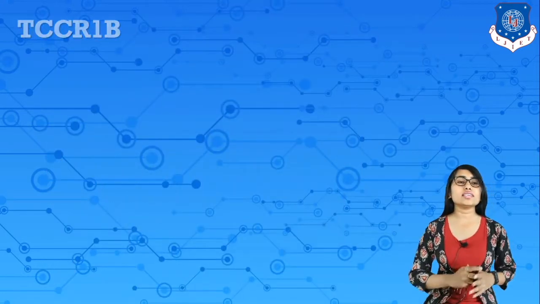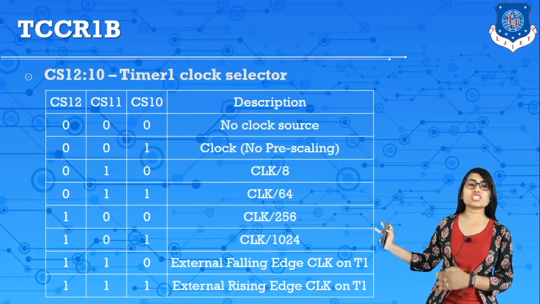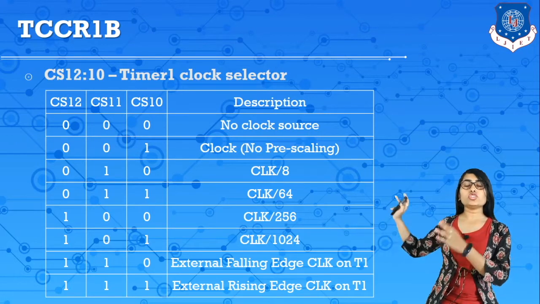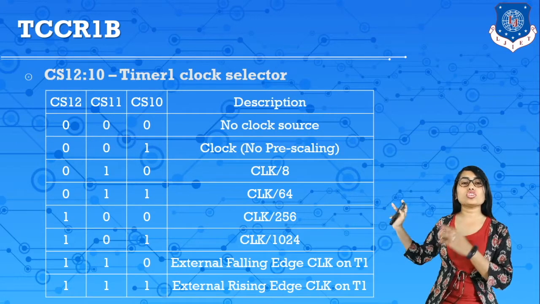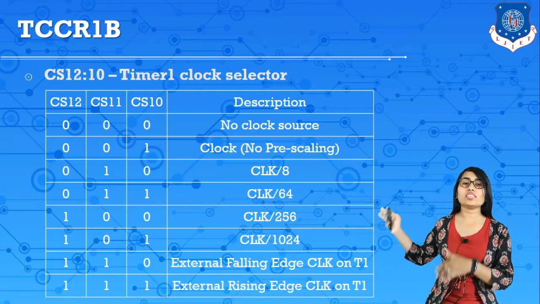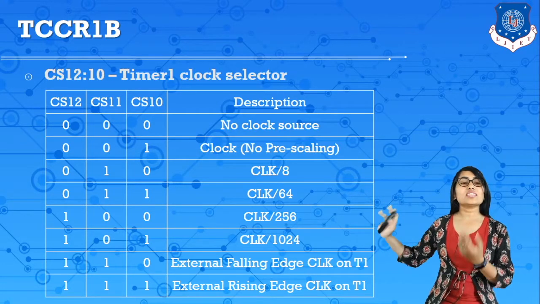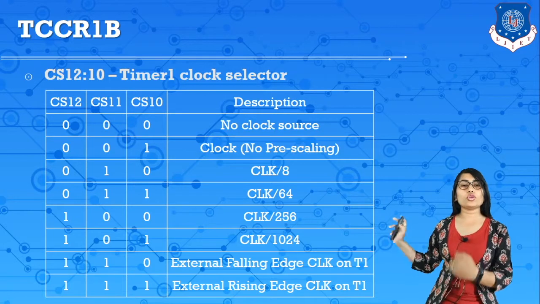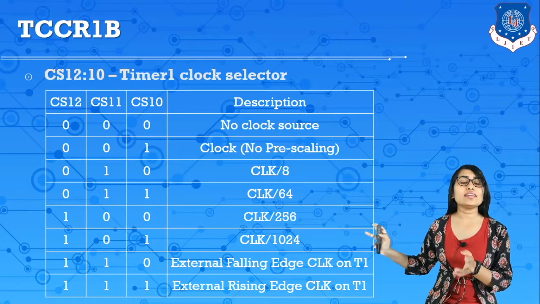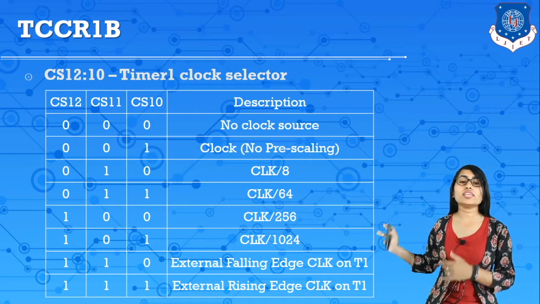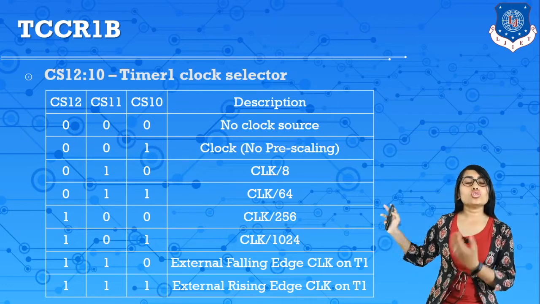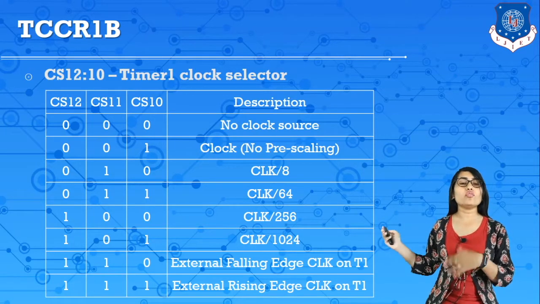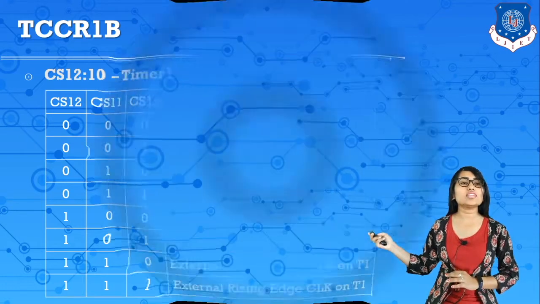Next in TCCR1B are the clock select bits, CS12, CS11, CS10. Here we have all the combinations. 000 means no clock source, 001 means clock without prescaling, 010 means clock with prescaling of 8, then prescaling of 64, 256 and 1024, and the last two, 110 and 111, are used for external clock: external clock on T1 pin at falling edge, and external clock on T1 pin at rising edge. So these are all the bits of TCCR1B.